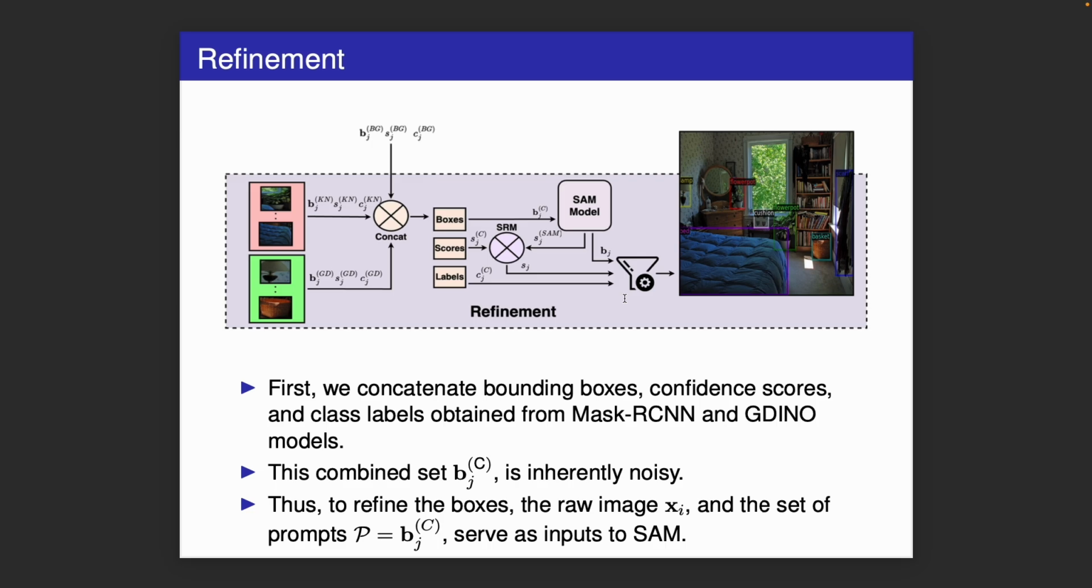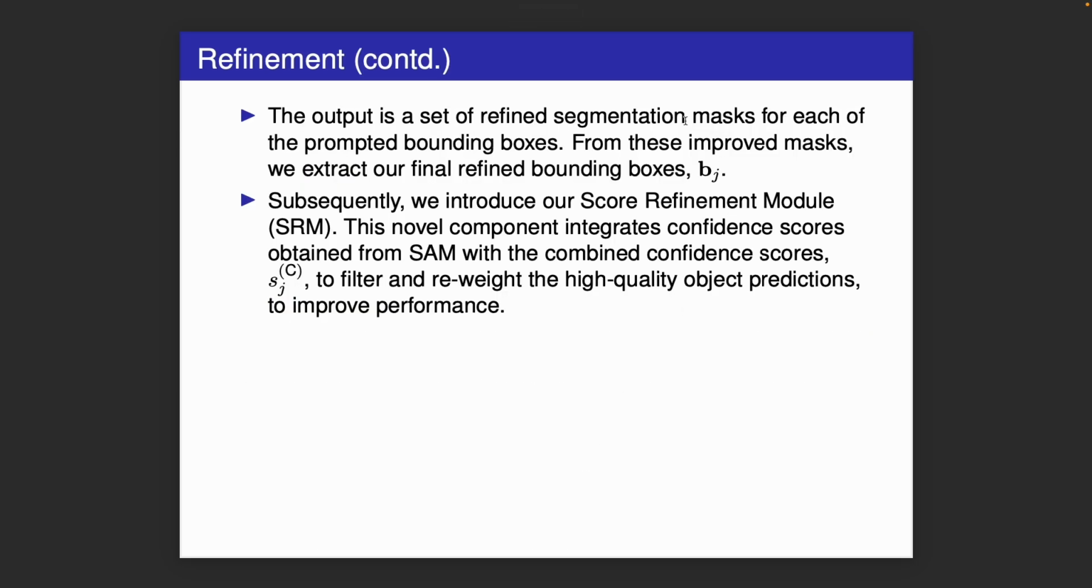Our final stage involves refinement, where we concatenate the boxes obtained from Mask RCNN and Grounding DINO. This combined box, however, is inherently noisy, so we have to refine them. We pass it to the SAM model as prompts, and we also pass the raw input image X to the SAM model. This SAM model will then give us its own score predictions and output a refined segmentation mask for each prompted bounding box. From this improved mask, we extract our refined bounding box BJ.